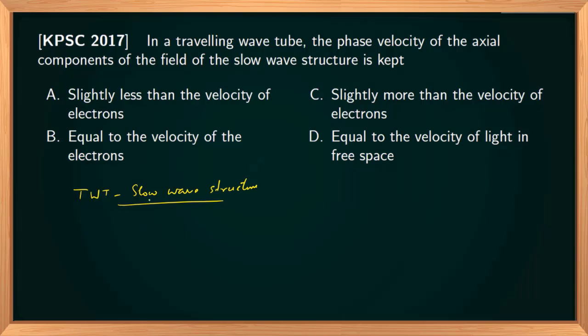The correct option is: the phase velocity of the axial component of the field of a slow wave structure is kept slightly less than the velocity of the electron. Option A is the correct option.